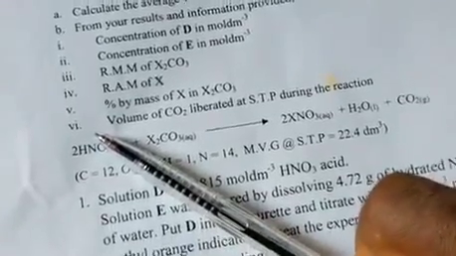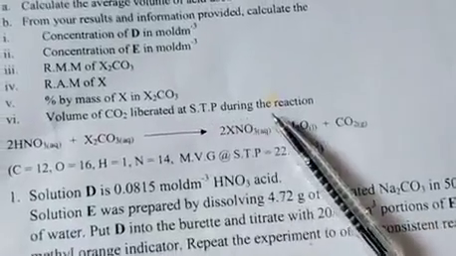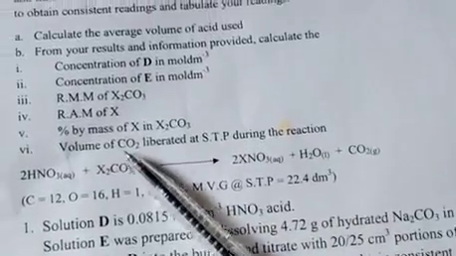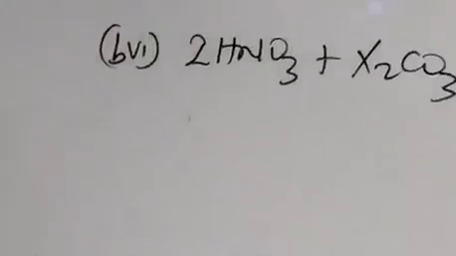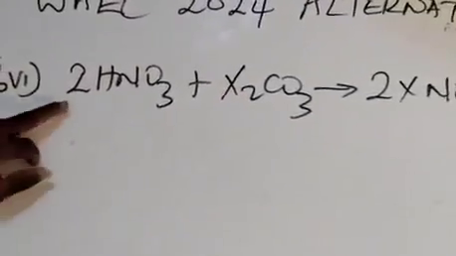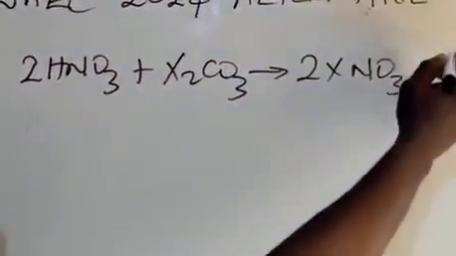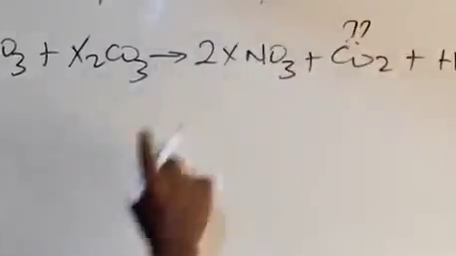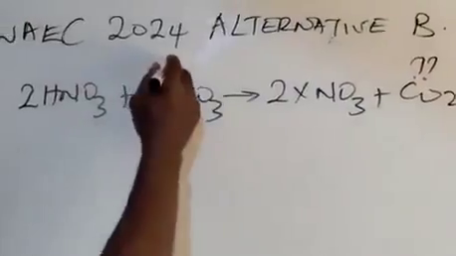Number VI says volume of CO2 liberated at STP during the reaction. So going to the equation, we have to first of all write the balanced equation for the reaction. This is the CO2 we are looking for, with a question mark on it. We'll connect it to one of the reactants. We can choose the carbonate.